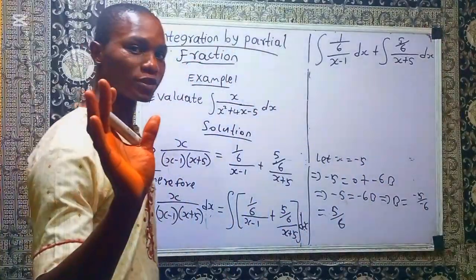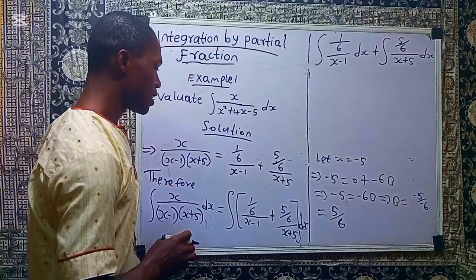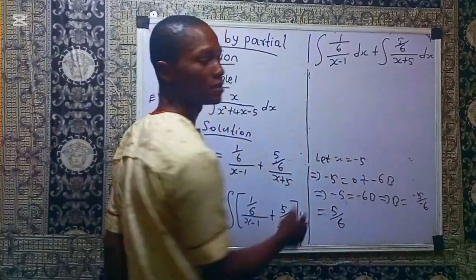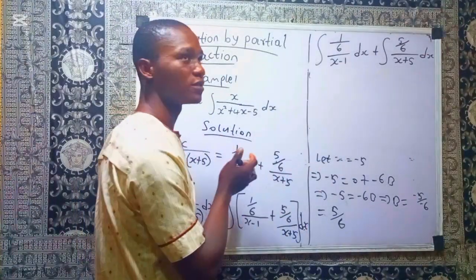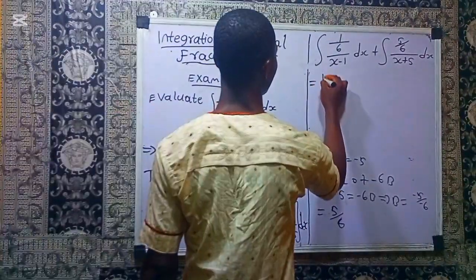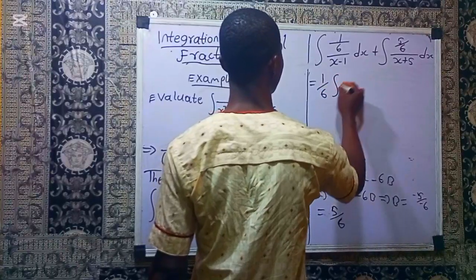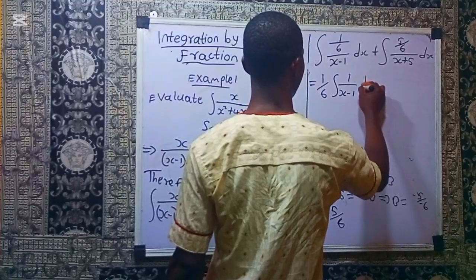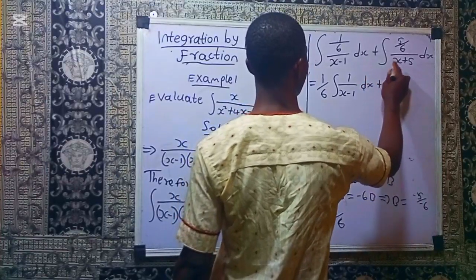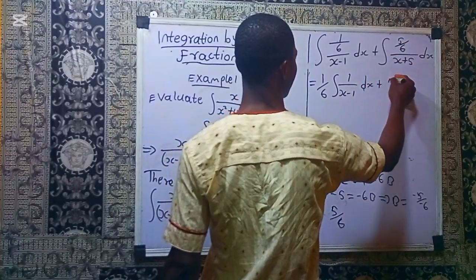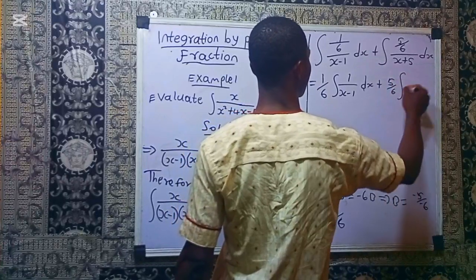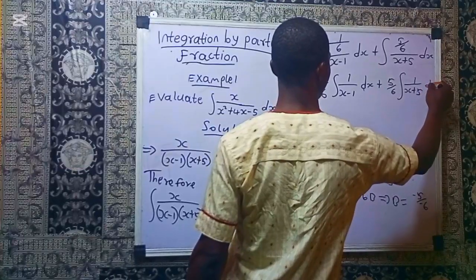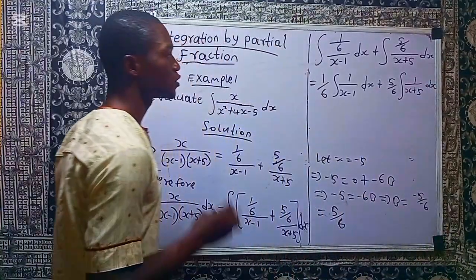So what I've just written down now is that I pass this integral to each of them. Now 1 over 6 is a constant, right? It can come out of the integration, so that this will be equal to 1 over 6 integral of 1 over x minus 1 with respect to x, plus 5 over 6 can come out. We have 5 over 6 integral of 1 over x plus 5 with respect to x. So that's what we now have.